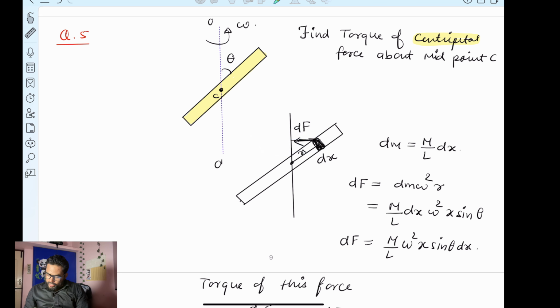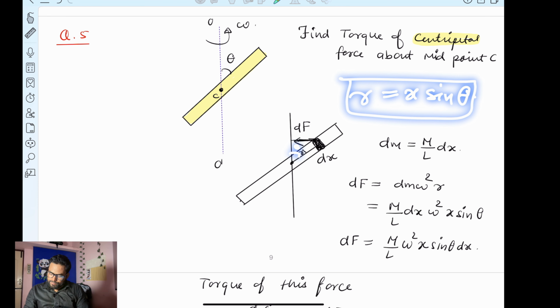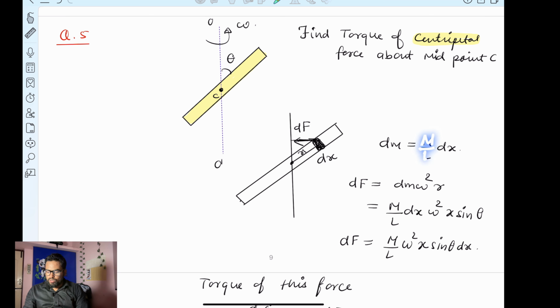So it would rotate in a radius, where this angle is theta. So the radius of rotation would be how much? x sin theta. It is rotating. Okay, the elemental mass dm: we are already familiar with how to write the elemental mass of a uniform rod. Total mass by total length, that is density, into length dx. So dm would be how much? M by L into dx.